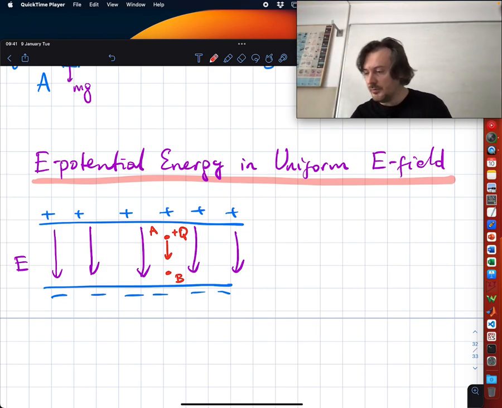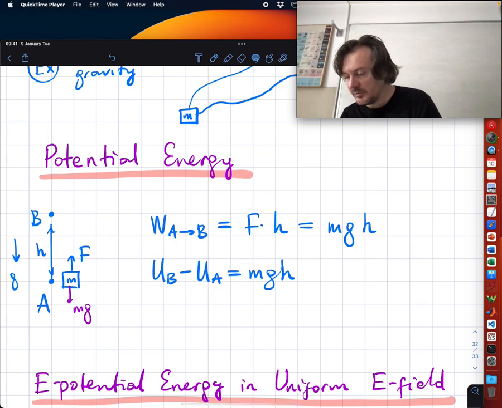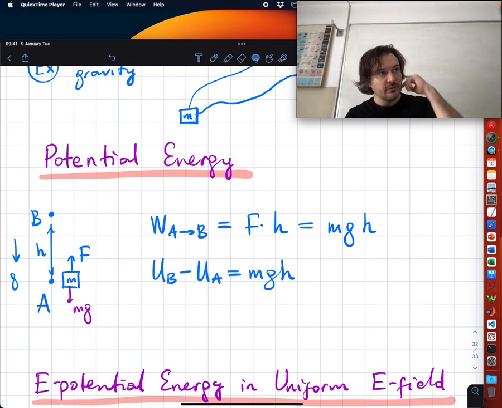Okay? So over here, we took it up. Did it want to go there? No. So the potential energy difference is positive. Final minus initial. Okay?